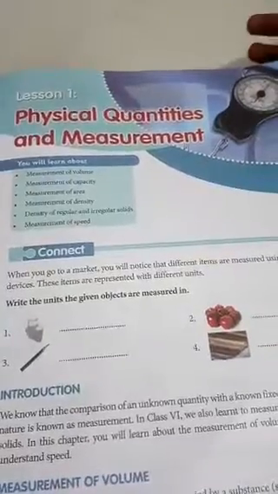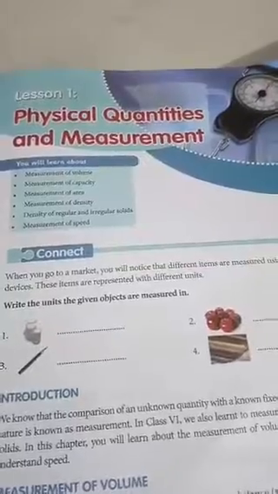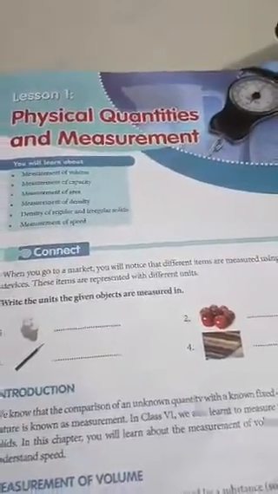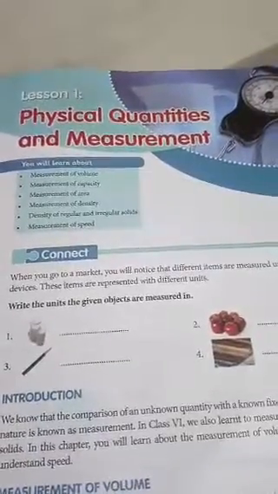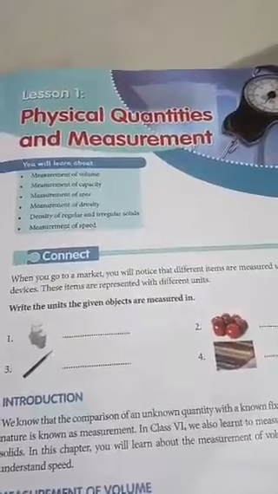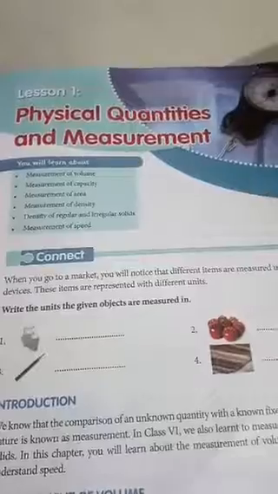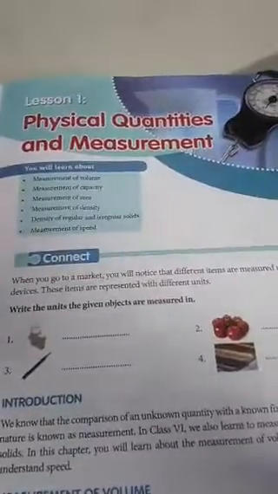So in your 6th standard, you have studied about length, mass and time in physical quantities and measurement. You have studied each of them as single chapters. But here we'll be learning measurement of volume, area, density and speed in one single chapter, not in different chapters. Okay, so let us get back to our topic. Our topic is on measurement of volume.